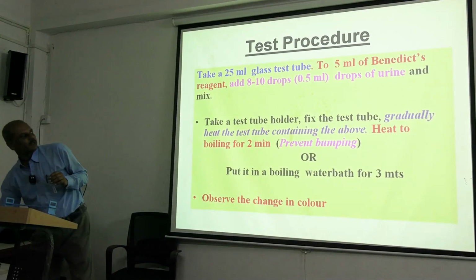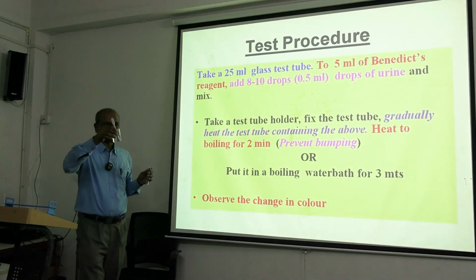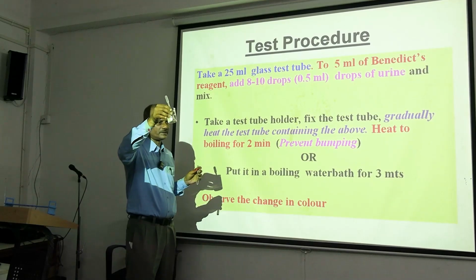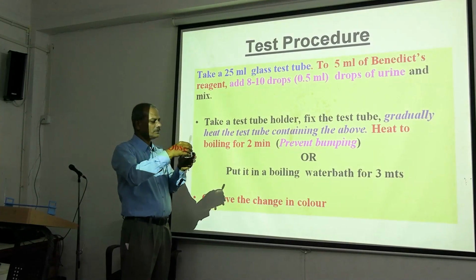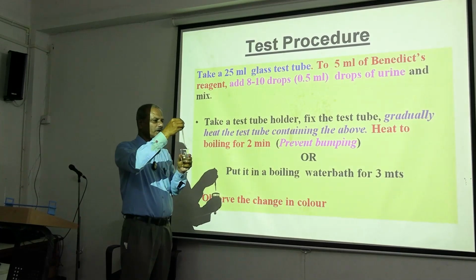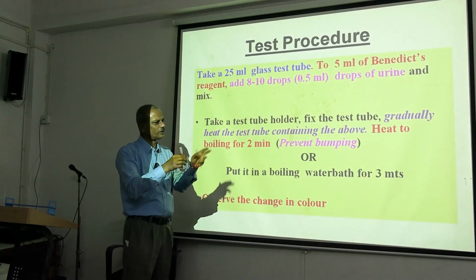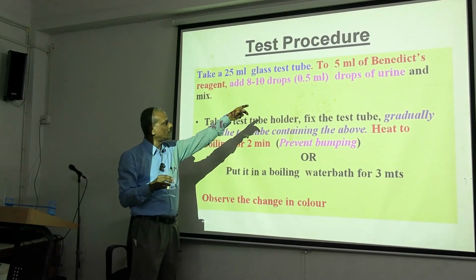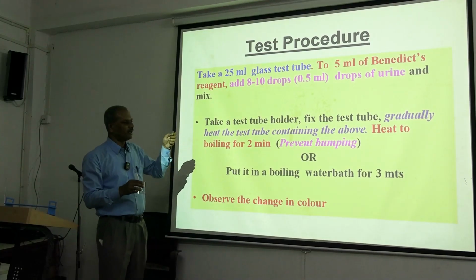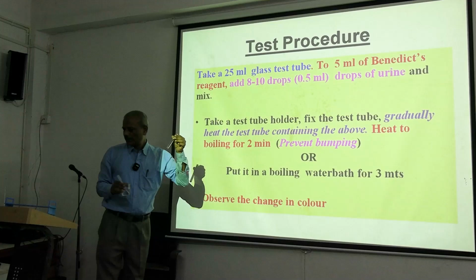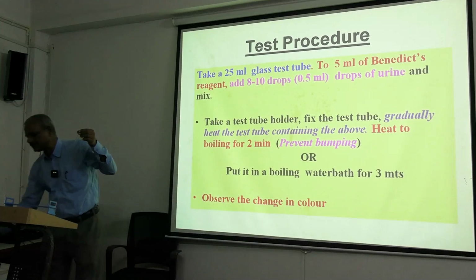After that, the urine sample will be given in this type of small beaker with a dropper. Here you just use it and add 8 to 10 drops, write down 8 drops, or you can measure 0.5 ml of urine, and then you mix it. Now mixing will be a little bit difficult because this is a dense solution.